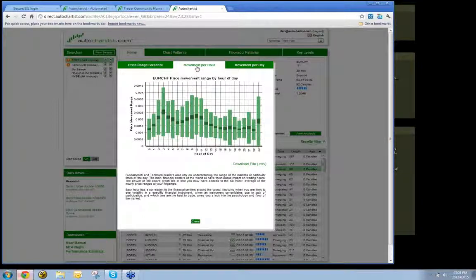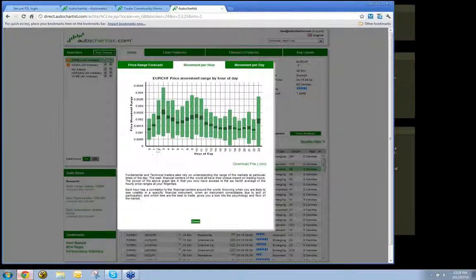Let's look at another little feature of the Autochartist tool, and that's the movement per hour tab. The movement per hour tab is basically a summary of the volatility of the selected instrument over a 24-hour period. Before I carry on, I've set my Autochartist to be in America, New York time zone. So all the times you see here are in Eastern Standard Time, New York time.